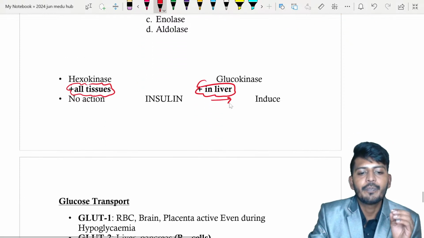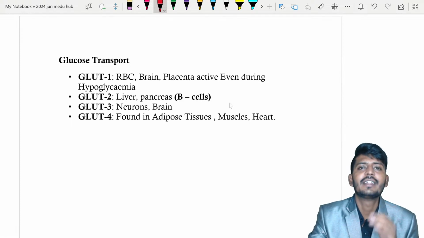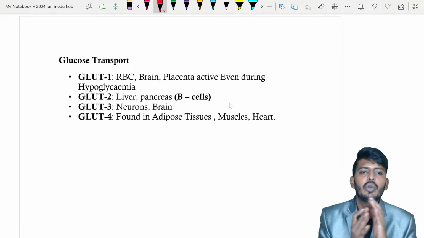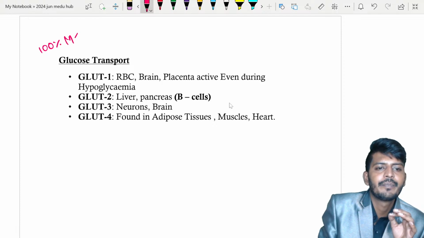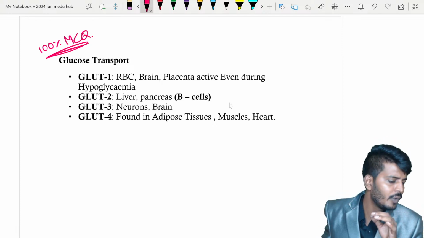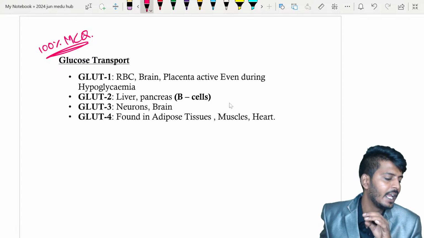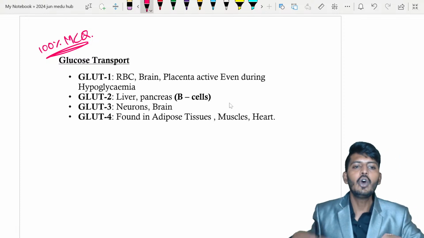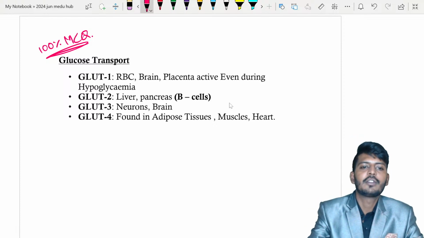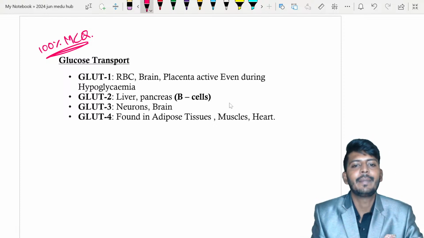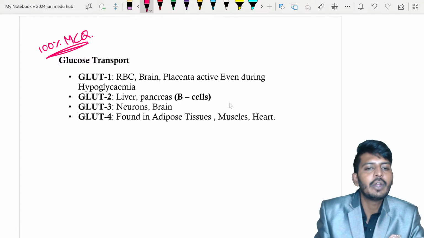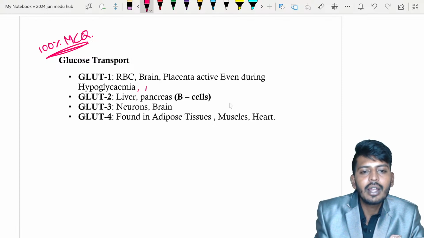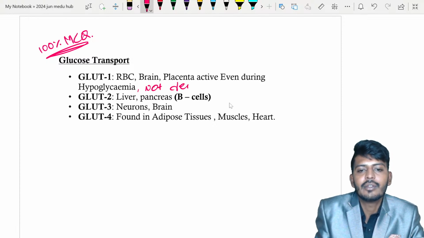I want you people to quickly go through a few of these things with me. Glucose transporters, and there are some two or three small topics. I want you to go through them because every year it is a 100% MCQ. Since they are that important, we need to go through them again and again. So let's quickly do glucose transporter 1. GLUT1 is located in the RBC, brain and placenta. They are active even during hypoglycemia, and are not dependent on insulin.